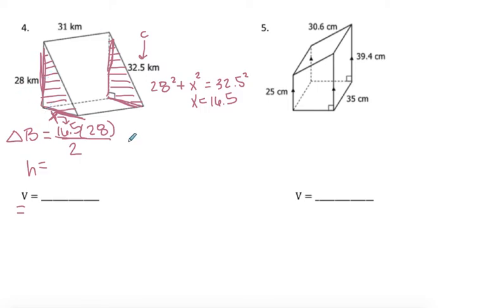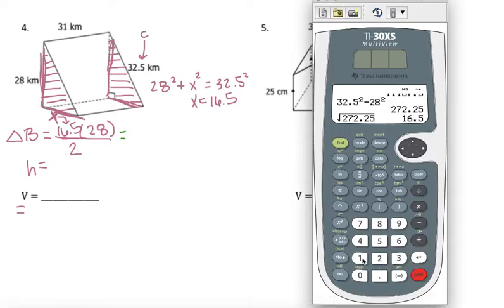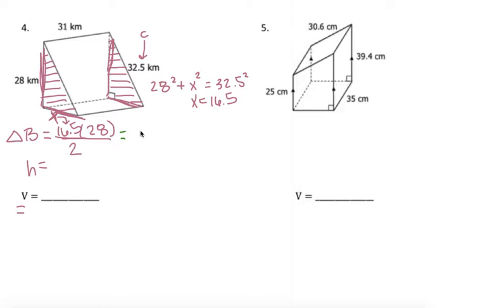All right, so once I find that, I can actually calculate it. So I have 16.5, and I'm going to set it up how it looks. 16.5 times 28, the base and height, divided by 2. And I get 231 for the area of my base. So 231 takes care of my base times the height, the distance between my bases. That's where the 31 comes in.